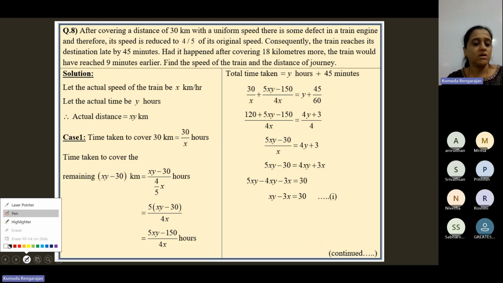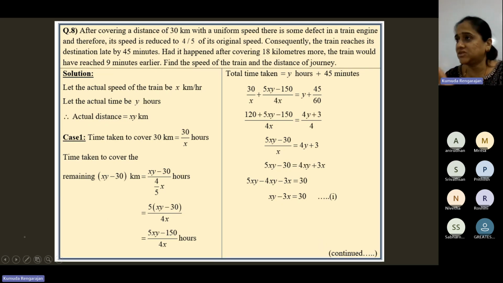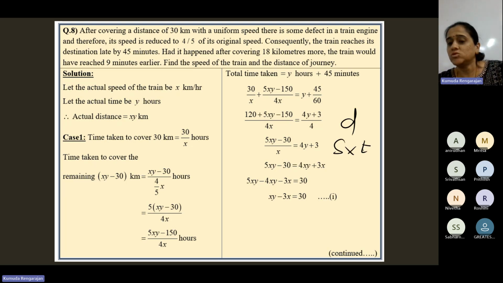Mostly when it is a question involving speed, distance, and time, since distance is speed into time, we normally assume for speed and time. Normally, distance we can find using speed into time. So we normally assume for speed and time. Let the speed be x, time be y. So distance is xy.